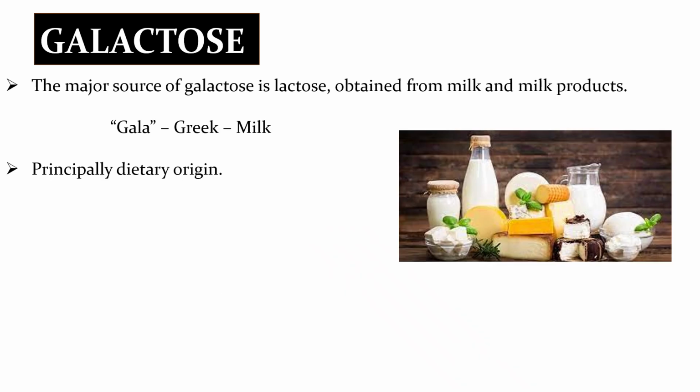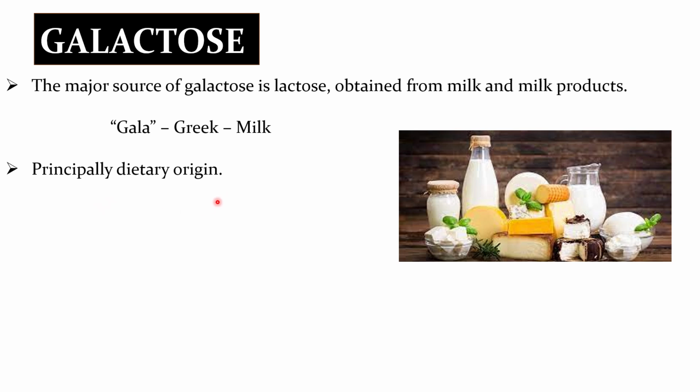What are the sources of galactose? The major source of galactose is lactose, and lactose is obtained from milk and milk products. Gala is a Greek word that means milk. Galactose is thus principally dietary origin.